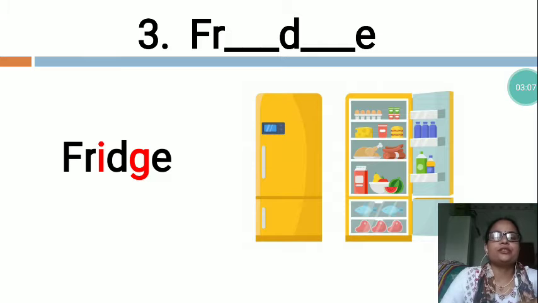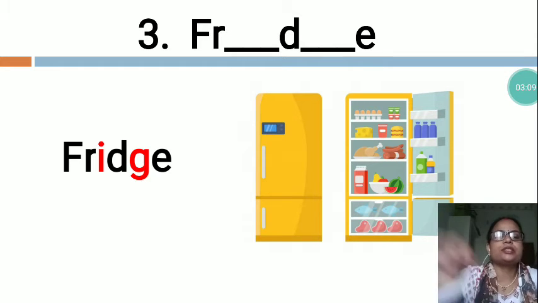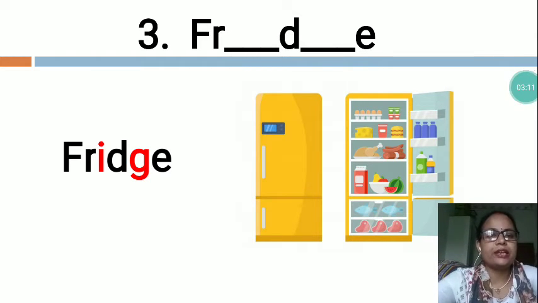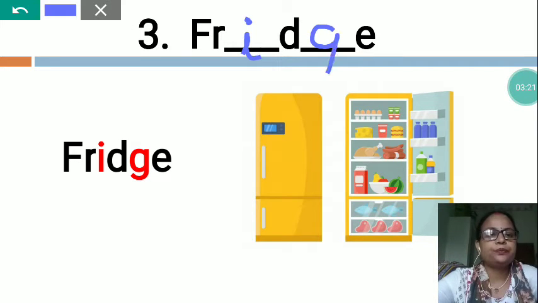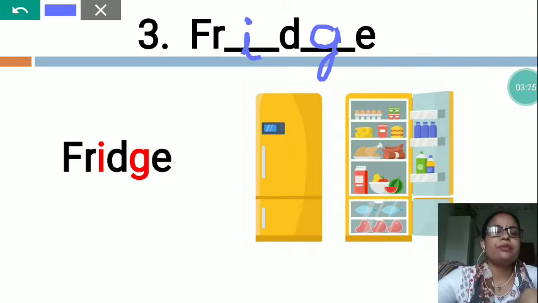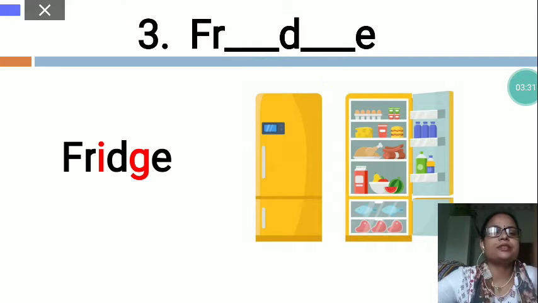FRIDGE, fridge. So in this word the two letters are missing. So we will write FR, then I, after that D, then G, then E. So we will write like this and we will complete this word FRIDGE, fridge.